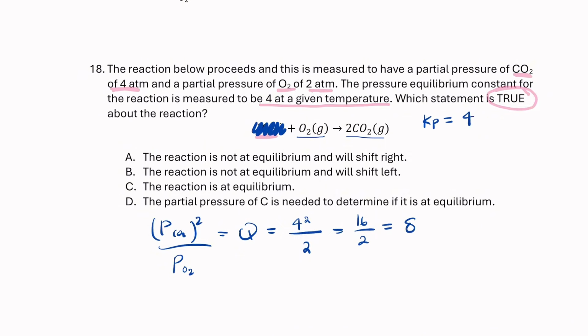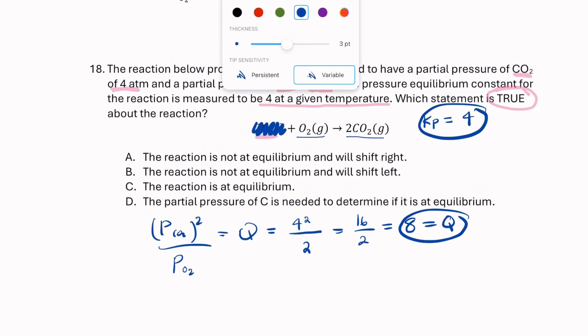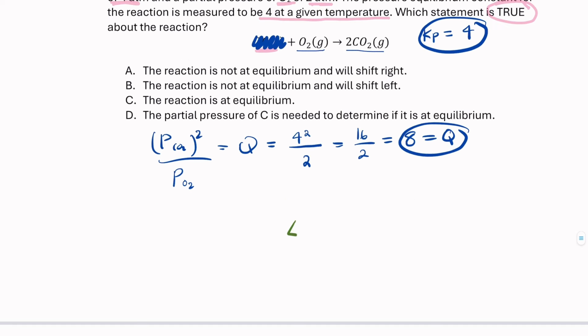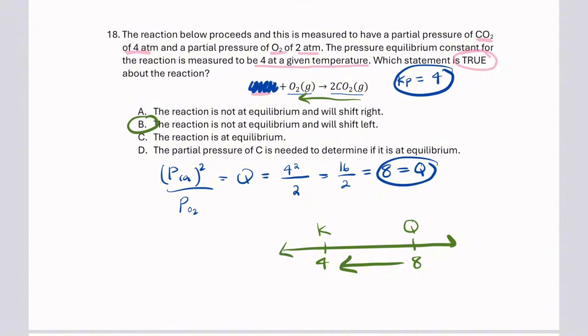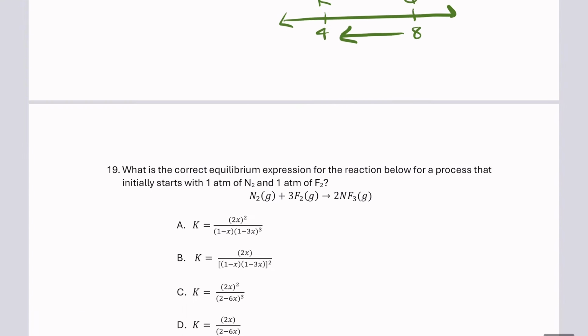Since Q is greater than K, that means the system currently has too much product compared to equilibrium. So to get back to equilibrium, the reaction will shift to the left. It's going to consume carbon dioxide and produce more oxygen gas. So the correct statement is going to be B. The reaction is not at equilibrium and it will shift left.